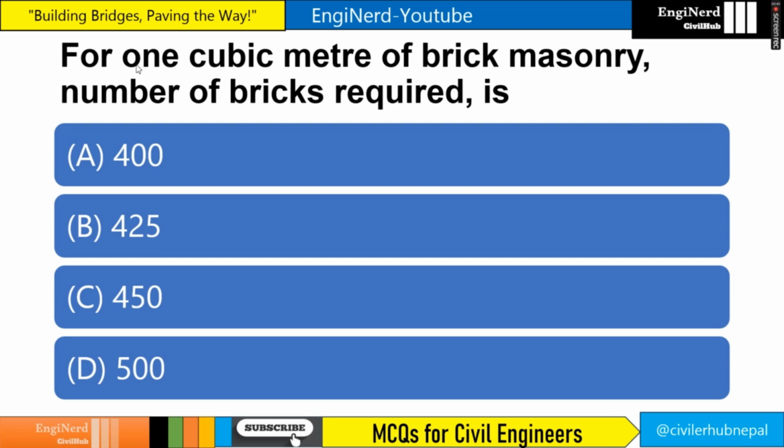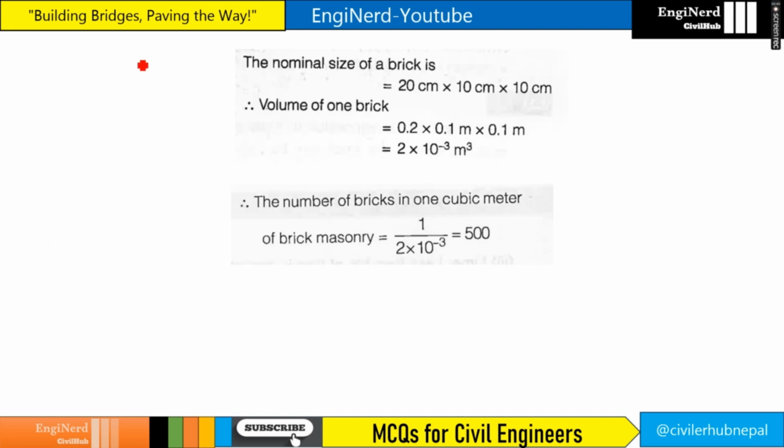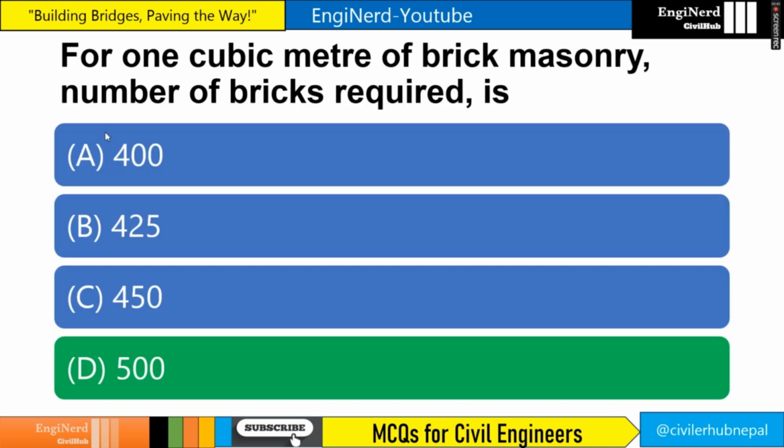For 1 cubic meter of brick masonry, number of bricks required is 500, right? The process is as follows. The nominal size of brick, it is according to IS size, right? So 20 centimeter, 10 centimeter, 10 centimeter. Nominal size is a modular size plus adding the mortar size, right? So thickness of the mortar. Volume of one brick is around 2 into 10 to the power minus 3 meter cube, and in 1 meter cube it is 1 by 2 into 10 to the power minus 3. Answer is 500.